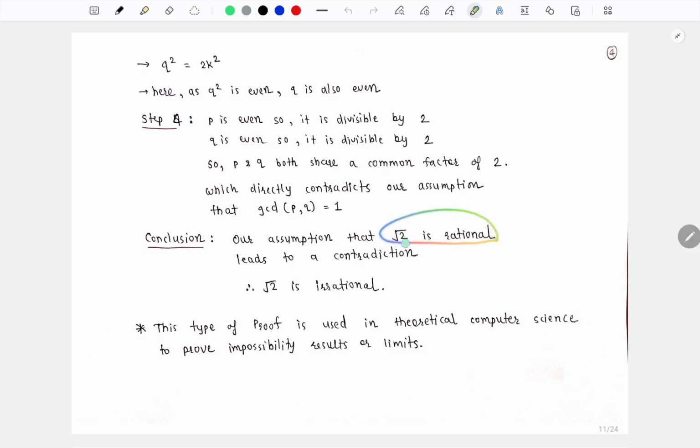What is the opposite of the given statement? Root 2 is irrational. So we can draw the conclusion that our assumption that root 2 is rational leads to a contradiction. So we can say that root 2 is irrational. This type of proof is used in theoretical computer science to prove impossibility results or limits.